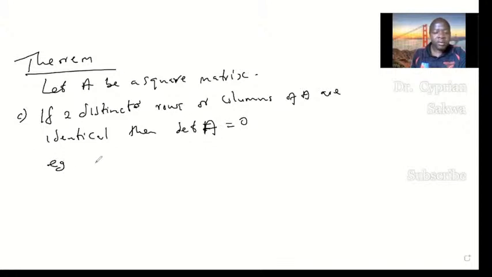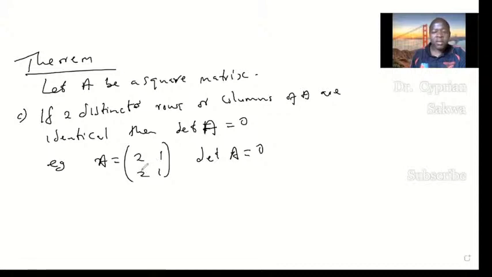Let me just show an example. Supposing I have A which is 2, 1, 2, 1, so that the first row and second row are equal. What would be det A? The determinant of A would be 2 minus 2, which is 0. So that's what I'm saying.